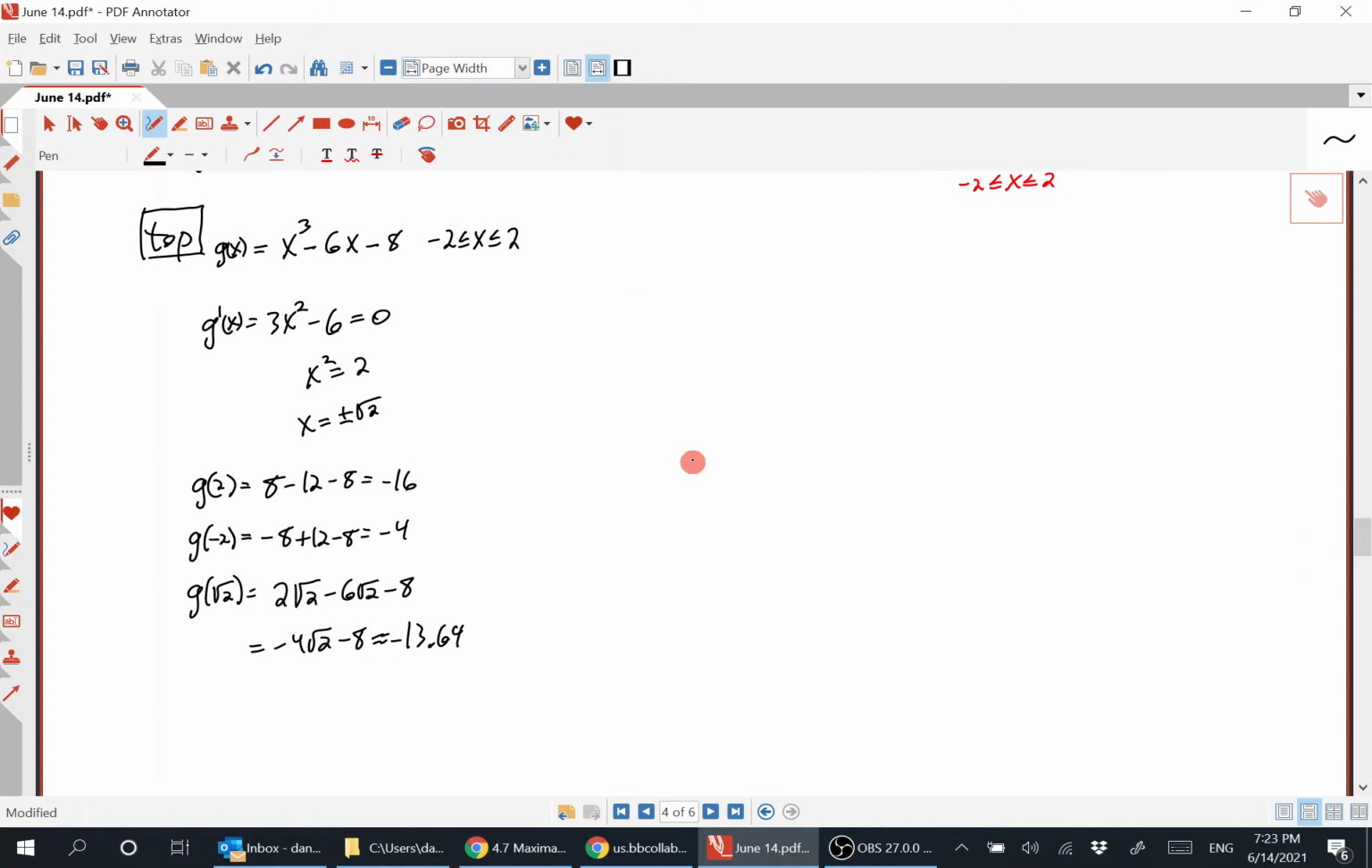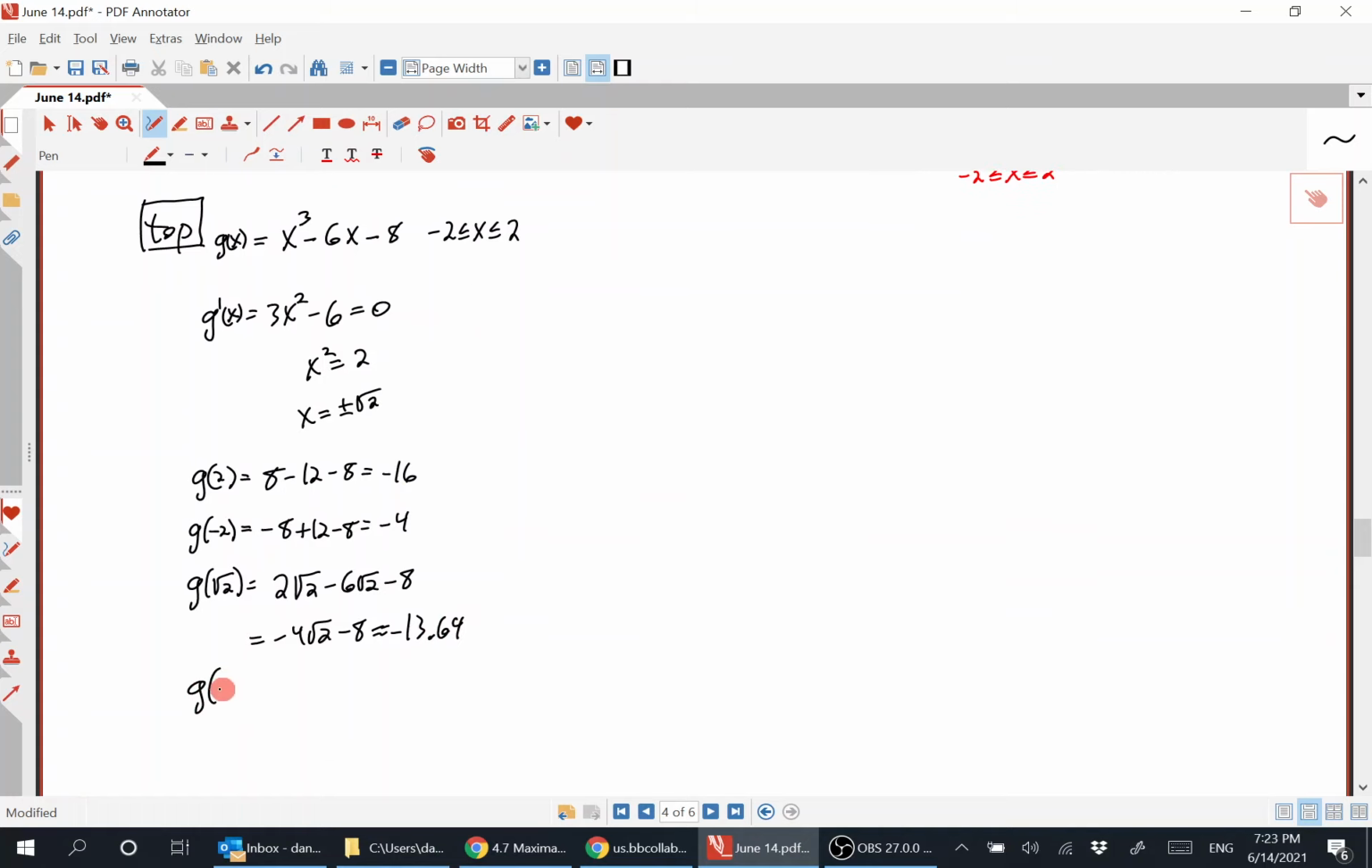So not quite the minus 16. And then g of the positive or negative square root 2 is going to be equal to negative 2 root 2 plus 6 root 2 minus 8. So this is positive 4 root 2 minus 8, and that one's negative 2.36.